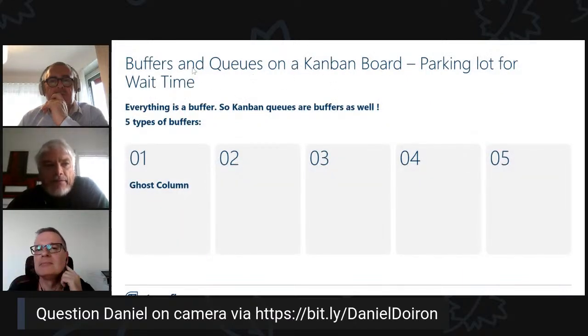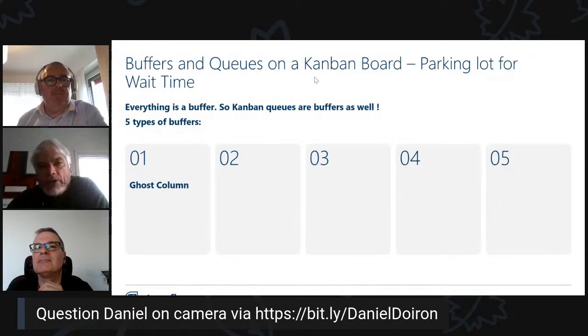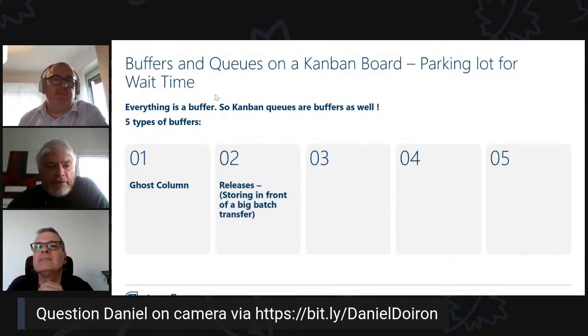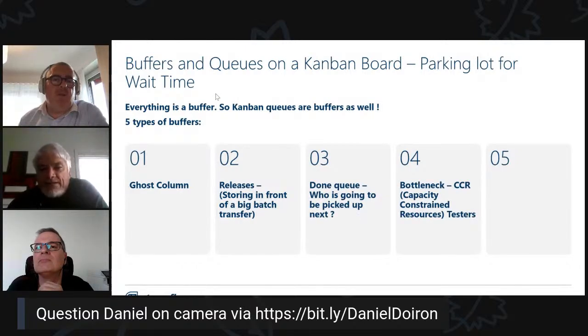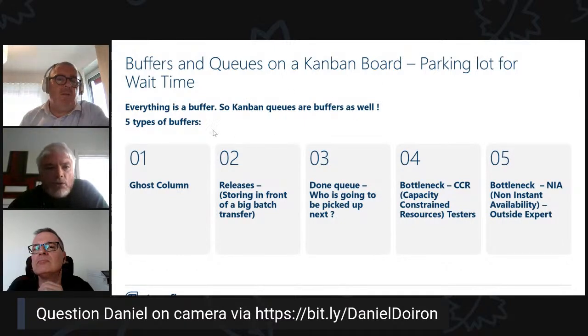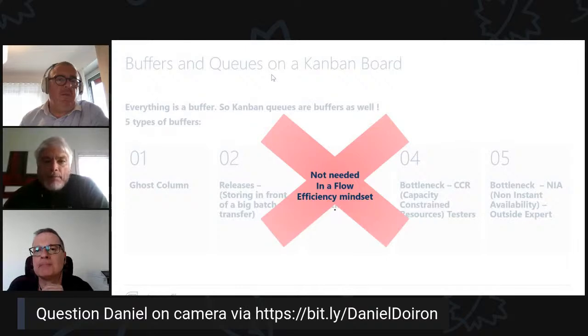Buffers in Kanban, there are 5 types of buffers, the ghost columns. I'm not going to go into details, but there are columns and parking spaces for releases, for done queues, for a CCR bottleneck, and a non-CCR bottleneck as well. Those are pretty well known, so I'm not going to dwell on those, but we don't need those in a flow efficiency Kanban board concept. They are a distraction, and they are there to accumulate WIP, which creates more and more wait time. They're parking spaces.